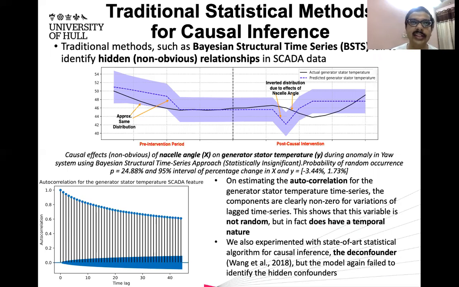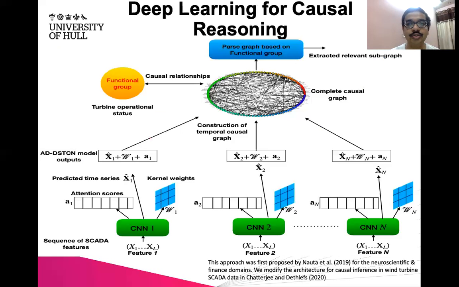However, we found that the model also didn't identify the hidden relationships in the data, the hidden associations, which we would have liked to see in our approach for explainable and transparent decision making. This shows our proposed approach for causal reasoning.